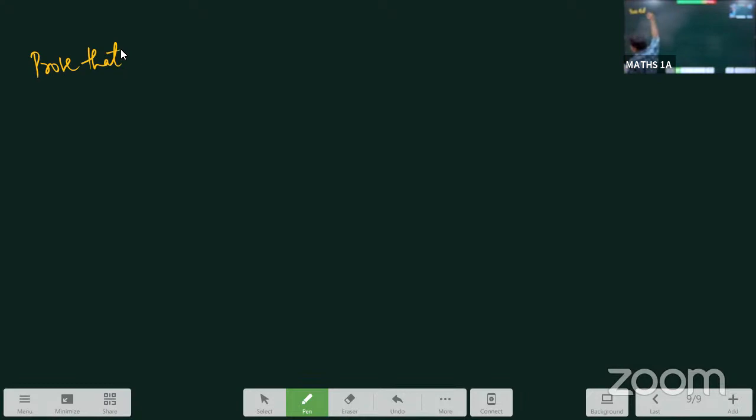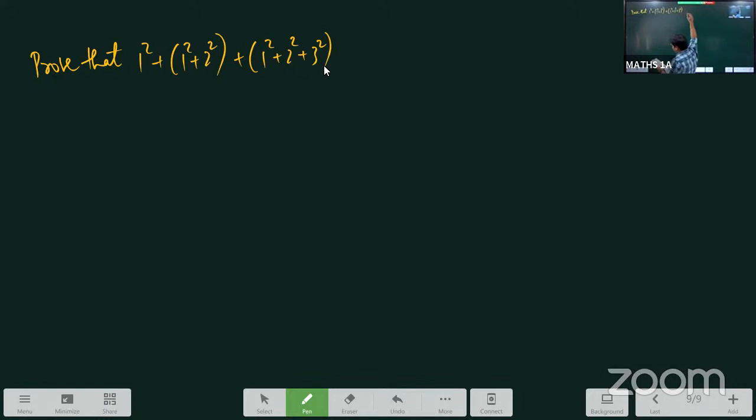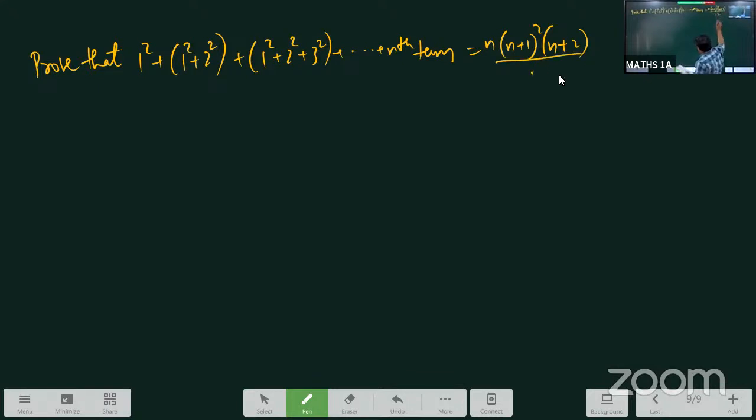Next, most important again, prove that 1 square into 1 square plus 2 square plus 1 square plus 2 square plus 3 square plus so on plus again nth term. That what I have to show, n into n plus 1 whole square, n plus 2 by 12. Again nth term is missing, right?